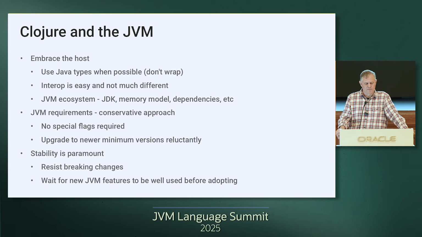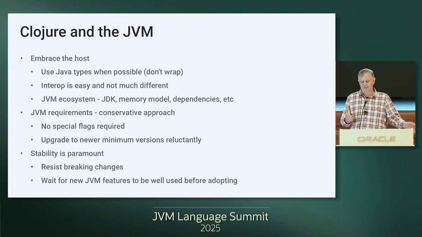Our approach to the JVM has always been sort of the opposite of the JRuby approach, I would say. JRuby tends to take this very forward approach and try to squeeze every last bit out of all the new features in the JVM, which is awesome. I'm not trying to cast aspersions on that. They're doing awesome stuff there. We've always taken sort of the opposite approach, a very conservative approach.